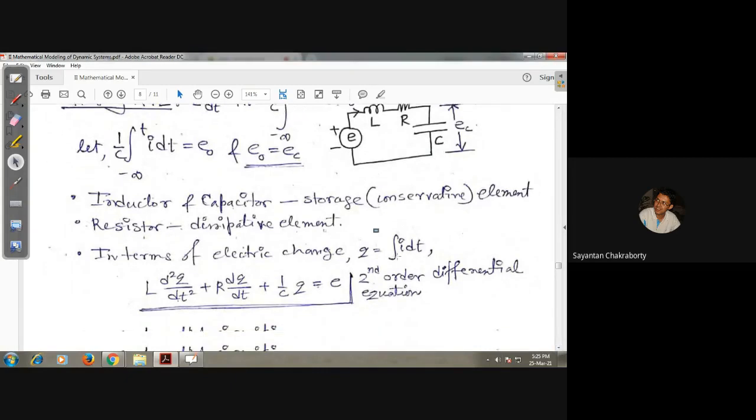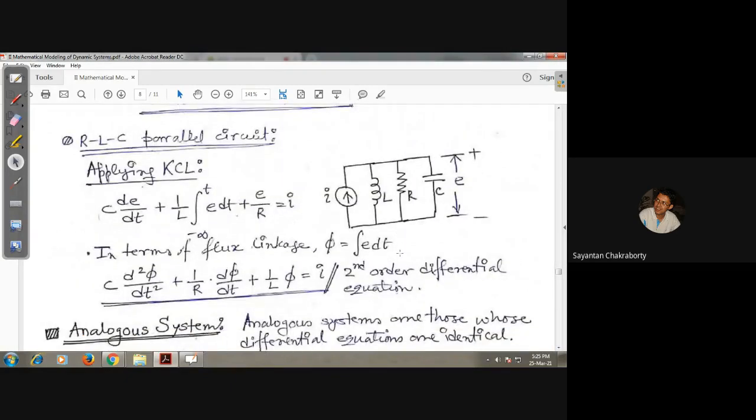Next, let's consider an RLC parallel circuit which is being excited by a current source of I. So applying KCL, what we'll get? C dE/dt, where the potential drop across each of the elements is E, this is the current through the capacitor, plus 1/L integration E dt, that's the current through the inductor, and E/R, the current through the resistance. So all this should sum up to I.